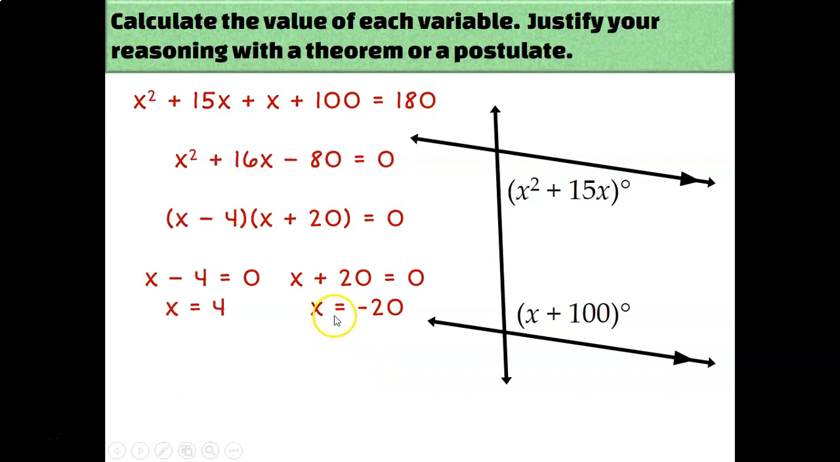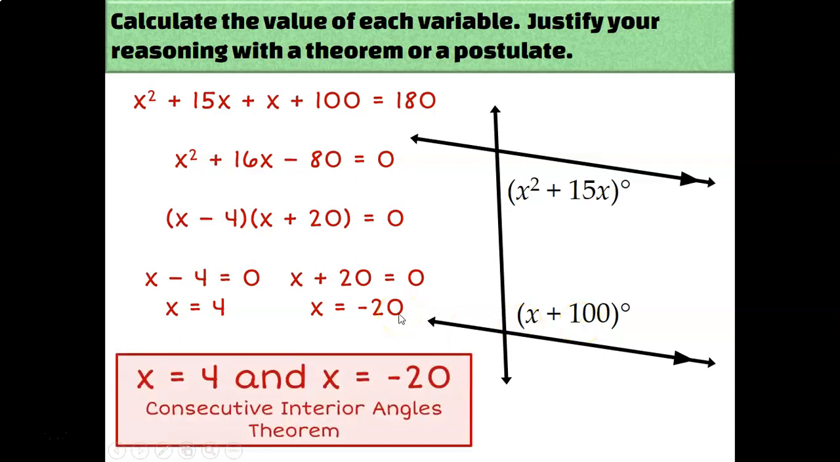It's pretty easy to double check your answers on this one because of this little quantity right here. Is 4 plus 100 going to be a valid answer? Yep, sure is. 104 is good to go. It's between 0 and 180. And if I plug in negative 20, does that work as well? Well, yeah, negative 20 plus 100 is 80. So that's also a valid answer. So we get 2 answers, all based on the consecutive interior angles theorem.